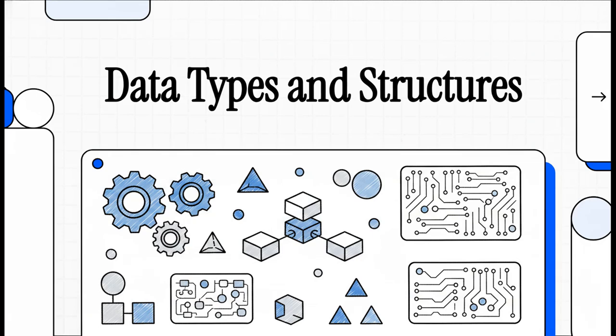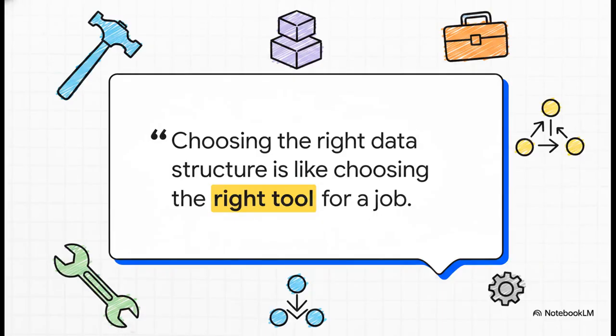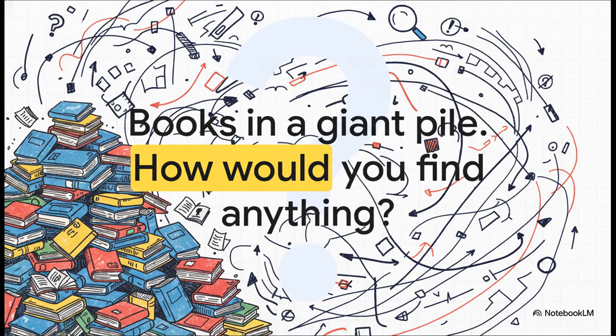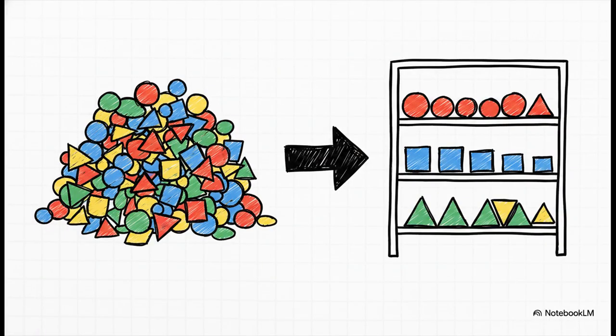Welcome! We're diving into the absolute basics of coding, your first toolkit. So, what exactly are these tools, and why are they so important? Well, that pile of books, that's what your data looks like without structure. Total chaos. Data structures are that organization system. They bring order to the chaos.